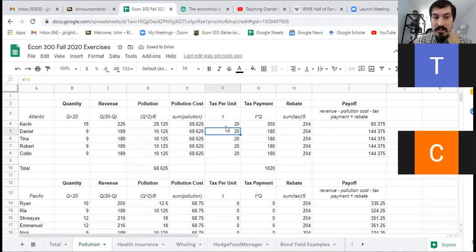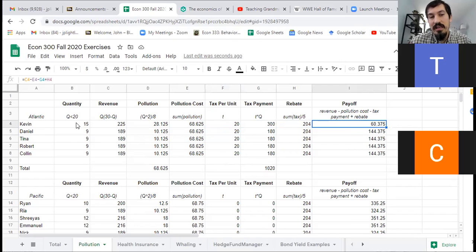Now look how bad Kevin is doing. Kevin went up to 15, but he got taxed so high, 30, and he went back down. Every other person is making money here because they're being paid by Kevin and his taxes. Do you understand what's happening here? So if the tax per unit is 20, Kevin has to pay a tax payment of 300. His revenue is only 225. He's getting back this rebate, but his payoff is lower than everyone else's. What did this tax rate do? It made the person who in a greedy way increased their quantity lose money. Do you understand?